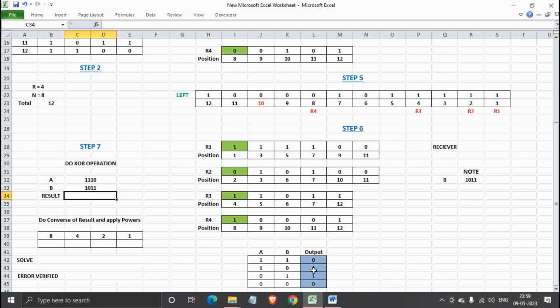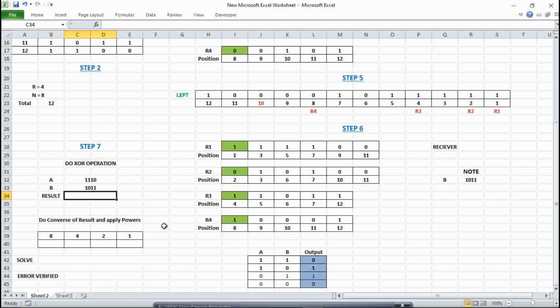So 0 1 is 1. Right here, 1. Now I'm shifting with my left arrow key, and 1 1, they are similar. Starting from the right, 1 1 is 0 because they are similar. Now 1 0 is 1, and 1 1 is similar, so right here is 0. The pattern that we have got is 0 1 0 1.